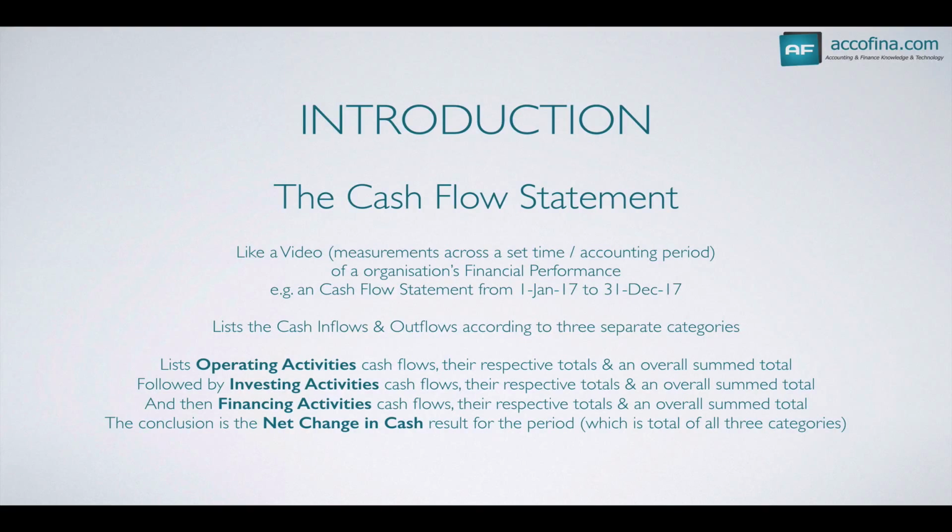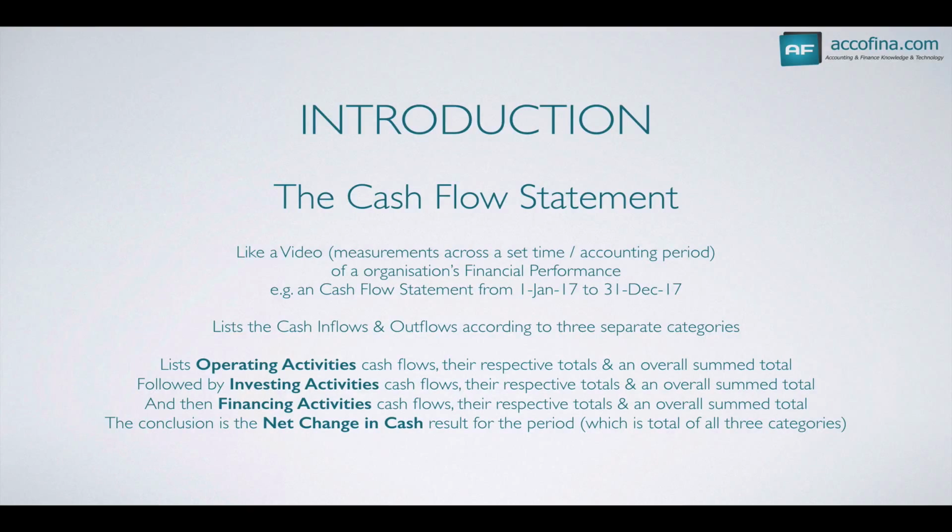So the cash flow statement is like a video of an organization's financial performance. It's a set of measurements across a set period of time, specifically across an accounting period. So for example, you would have a cash flow statement that describes the financial performance from the 1st of January 2017 to the 31st of December 2017. It lists cash inflows and outflows according to three separate categories. And that's the key idea. It describes the cash inflows and outflows of a business.